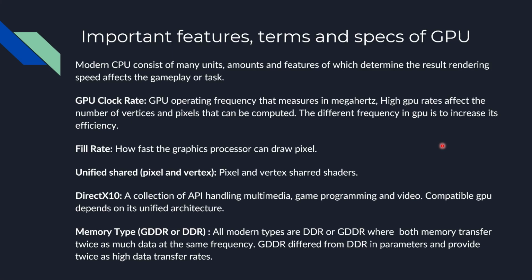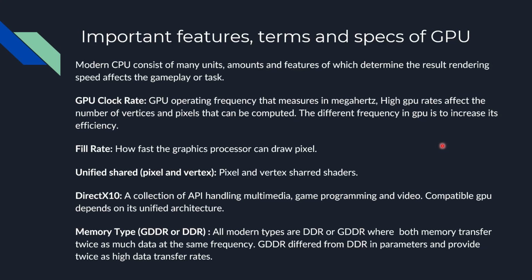The GPU clock rate. The GPU clock rate is basically the GPU operating frequency, measured in megahertz. High GPU rates affect the number of vertices and pixels that can be computed. The different frequency in a GPU is to increase its efficiency. The next term is the fill rate. It's how fast the graphics processor can draw a pixel.